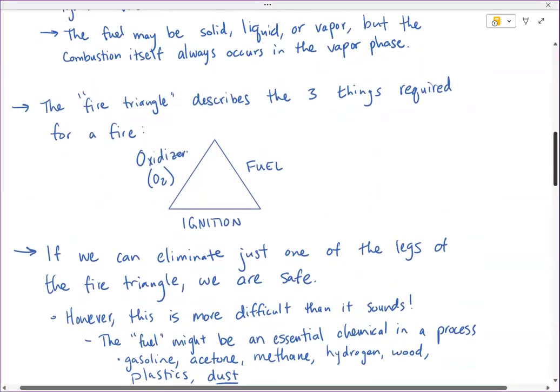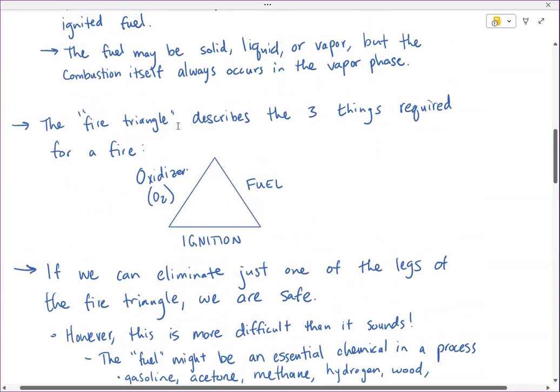First thing we'll discuss is the fire triangle, which describes the three things that you need for a hazard. So you definitely need fuel, you need an oxidizer, and you need an ignition source. And that is because the combustion reaction is fuel plus oxygen goes to CO2 or NO2 or whatever, plus water. Interestingly, if you can eliminate just one of the legs of this fire triangle, you have completely removed the hazard. So for example, if you remove the fuel, you have no hazard of a combustion going to occur.